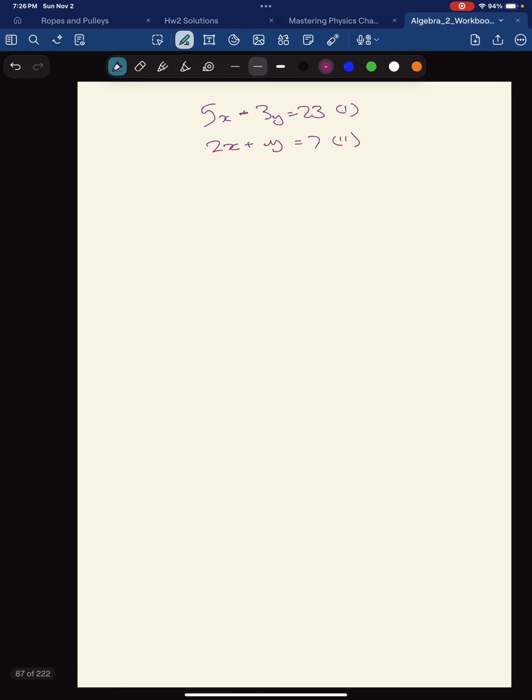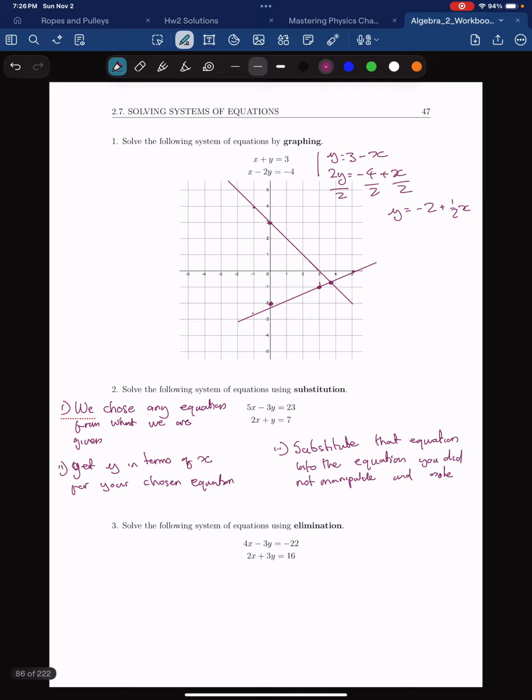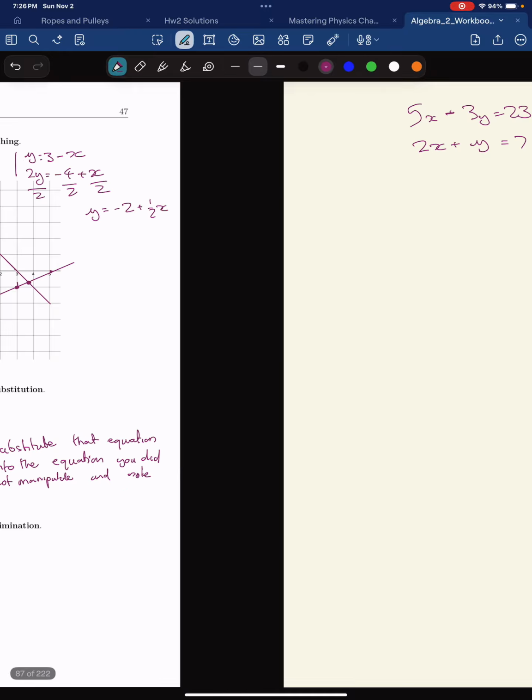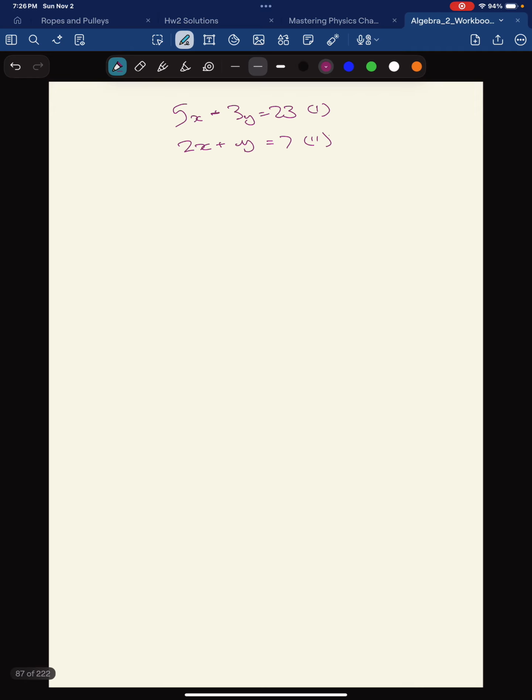So how would I solve this? By substitution. I can pick any of my equations. I like to label my equations. So remember, step one is choose any equation from what we're given. We're given these two equations. I'm going to choose equation 2. So I've chosen equation 2, and I'm going to write equation 2 right here.